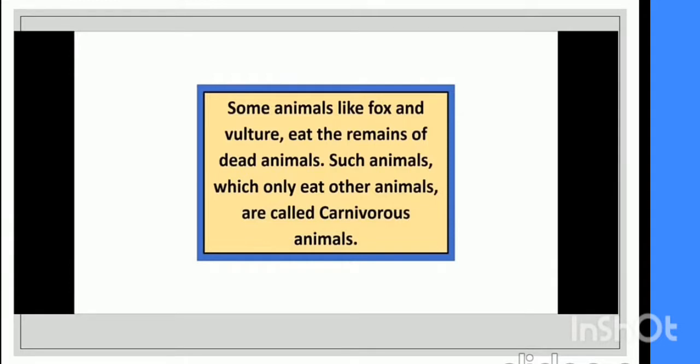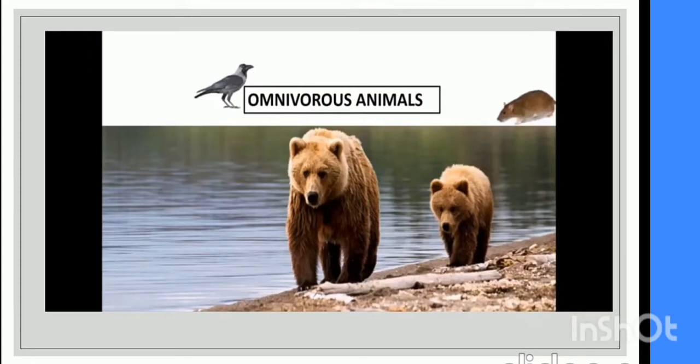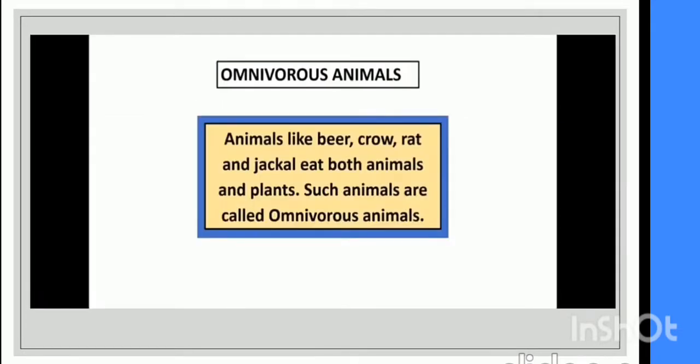Next one is omnivorous animals. These are the animals like crow, bear, ostrich, which eat plants as well as the flesh of other animals. We human beings also come in this category because we eat plant products as well as animal products also. So the animals that eat plants as well as the flesh of other animals are known as omnivorous animals, and the examples are bear, crow, rat, jackal, human being.